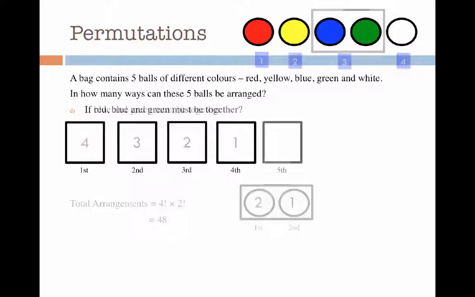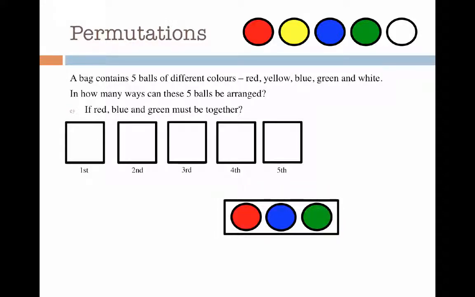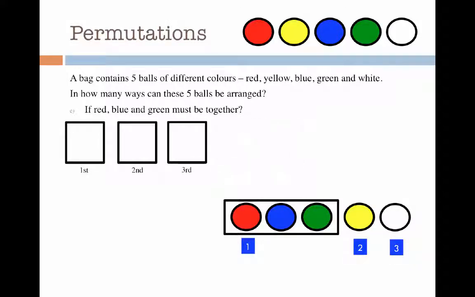Let's look at a similar one for the last question. If red, blue, and green must be together. Now, if red, blue, and green must be together, that's 1 selection. We have yellow and white to follow. So we don't have 5 selections to choose from now, we have 3. So I'm going to get rid of those last 2 selections.